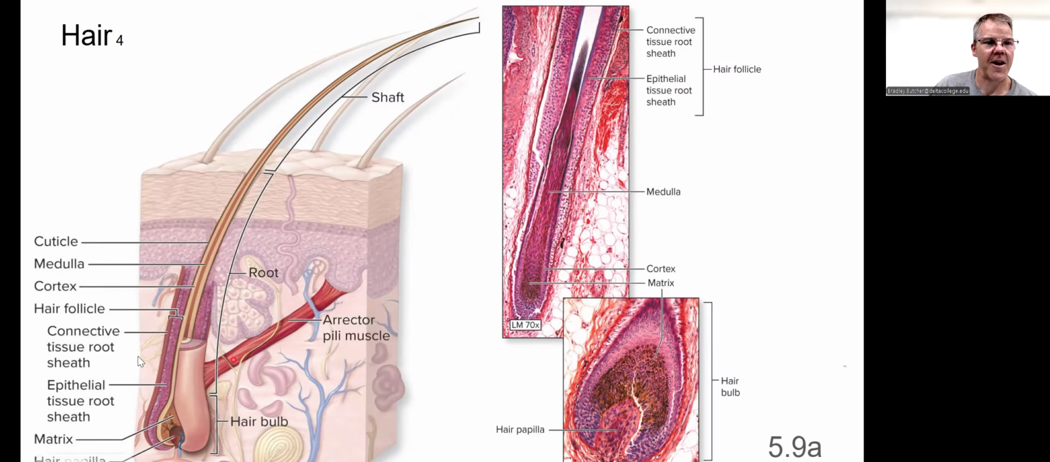That hair bulb down here with the epithelial tissue, this is where the hair is actually growing. Again, the root is deep to the surface of the skin. The shaft is what we see above the skin. And then you have these erector pili muscles that can help to stand that hair up when it needs to. Over here, you'll see the slide image, the microscopic image of a hair follicle. This is something that we want to look at and be able to recognize on our microscopes.